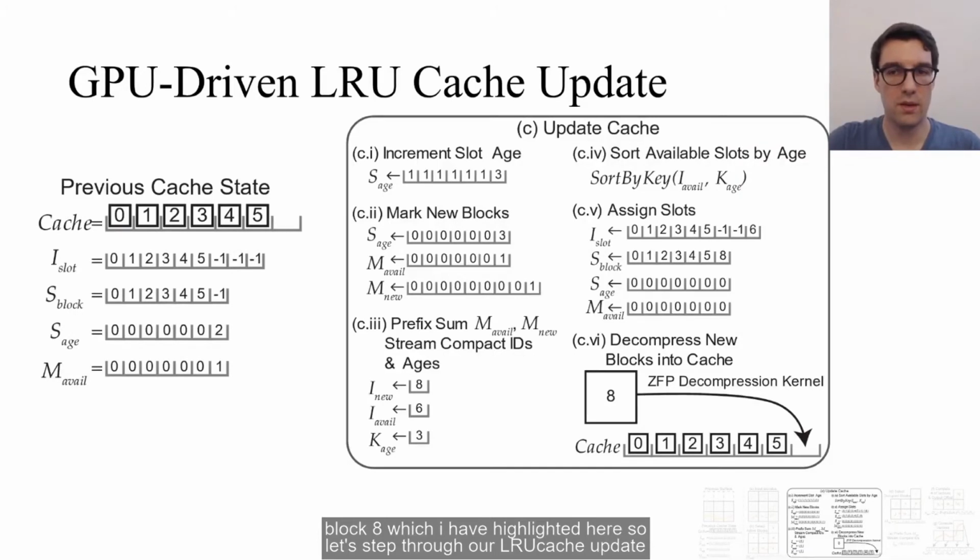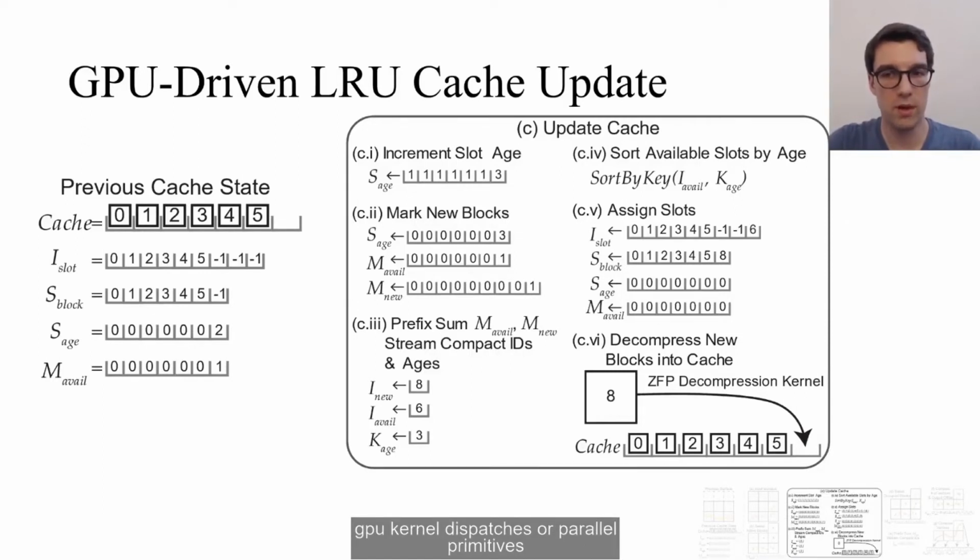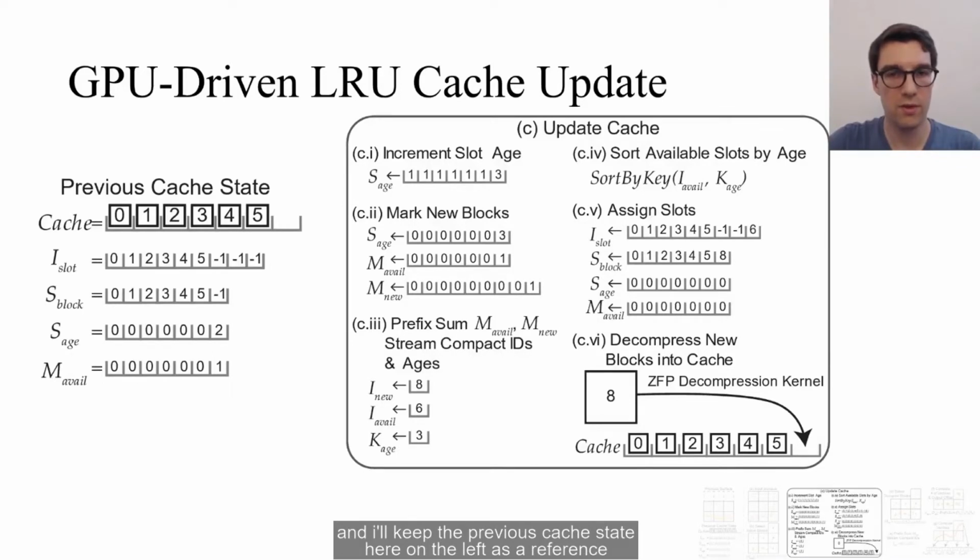So let's step through our LRU cache update and see how it works. Each substep is shown here in C, so CI, CII. Each one of these corresponds to one or more GPU kernel dispatches or parallel primitives. And I'll keep the previous cache state here on the left as a reference. So first we increment the age of all the slots in the cache.